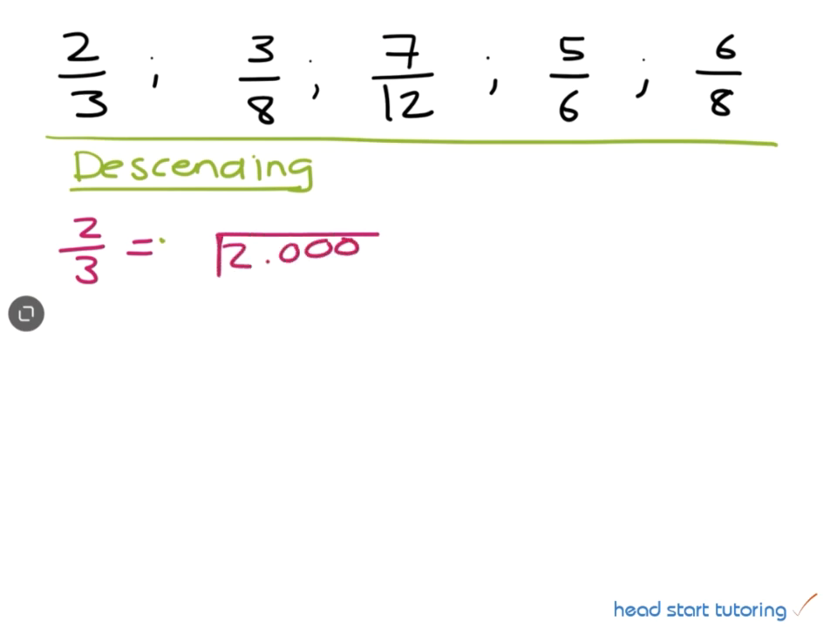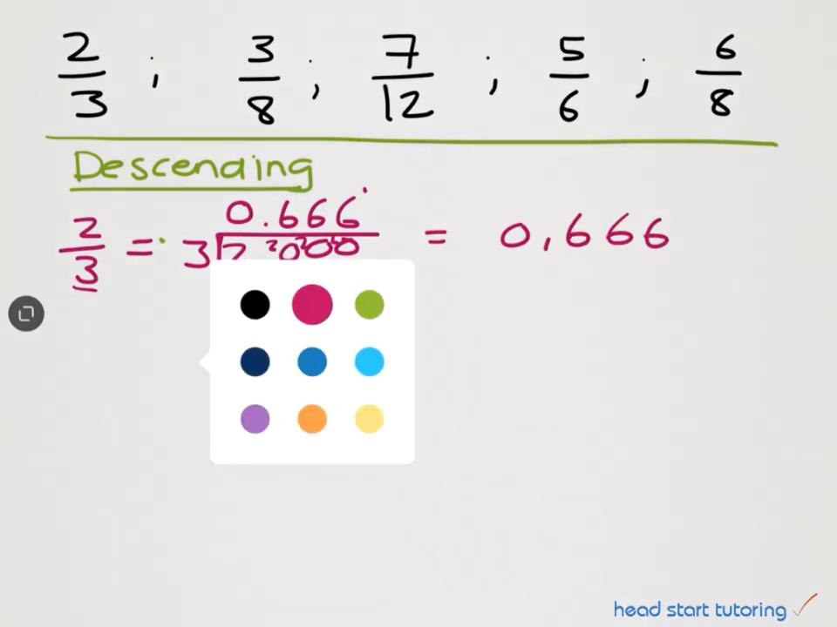2.000 divided by 3, because we cannot get 3 into 10, 100, or 1,000. So 3 into 2 goes 0 times, we bring up our decimal point, and then there's 2 left over. 3 into 20 is 6 times, remainder 2, 6 times, remainder 2, 6 times. So we've got a recurring number there. So our 2/3 is equal to 0.666, because let's just use 3 decimal places for now.